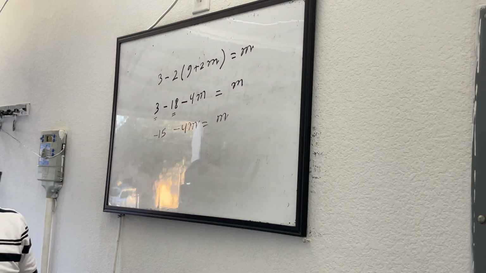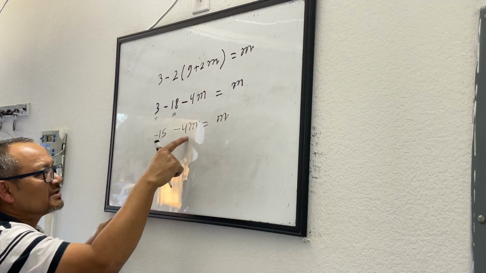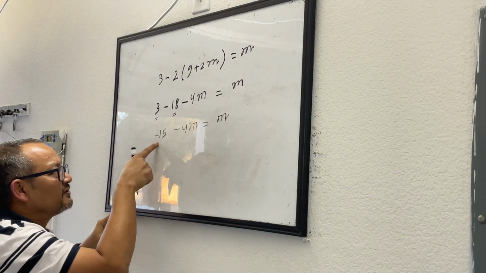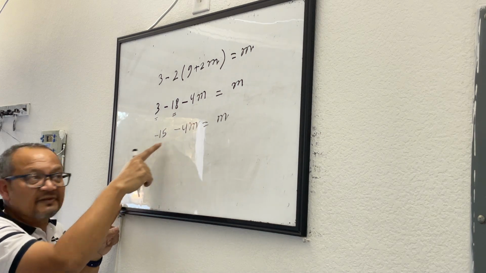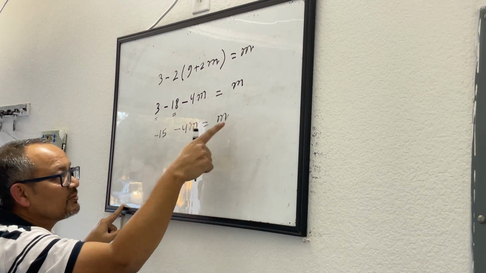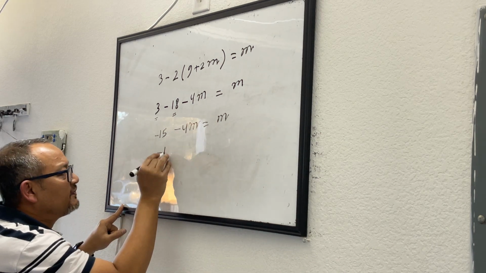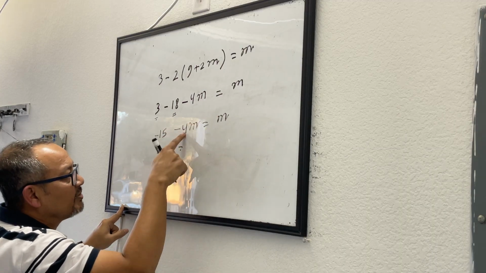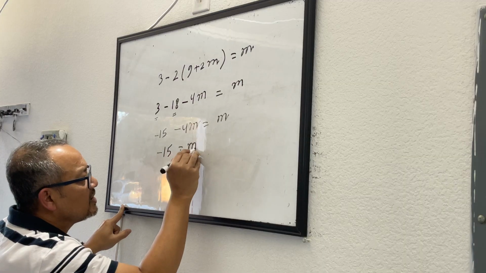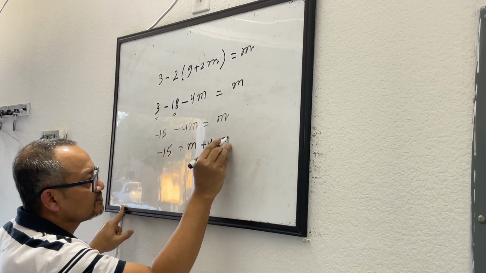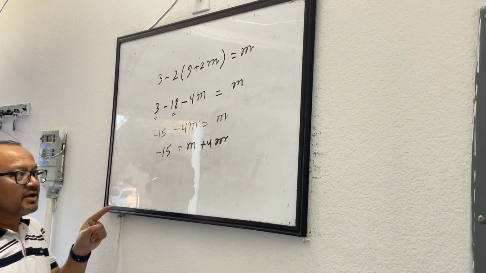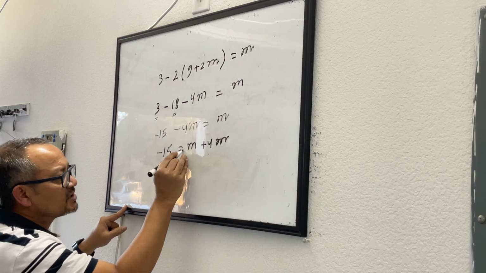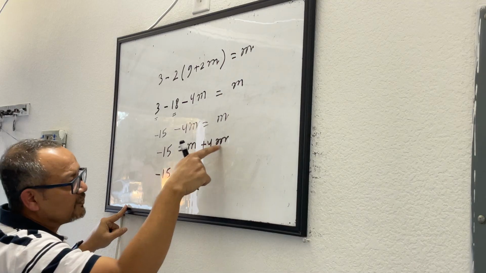Now this guy doesn't belong here. If it stays here, it's not doing anything with this number. They are from different families. This guy can move to other side. So I'll keep 15 on this side and move this guy to other side. So minus 4m will become plus 4m. So this became minus 15 equals 1m plus 4m.